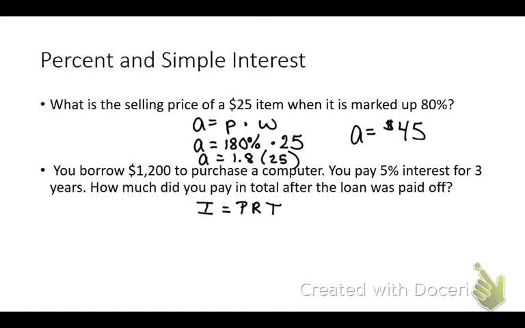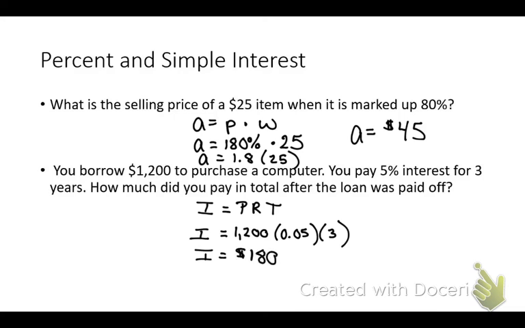All right, so I equals, what number did you plug in for P? 1200. P is the principal. What number did you plug in for R? 0.05. What number did you plug in for T? What does I stand for? I is the amount of interest that you make. It says interest right there, 5% interest, but 5% is the rate. All right. So what is 1200 times 0.05 times 3?